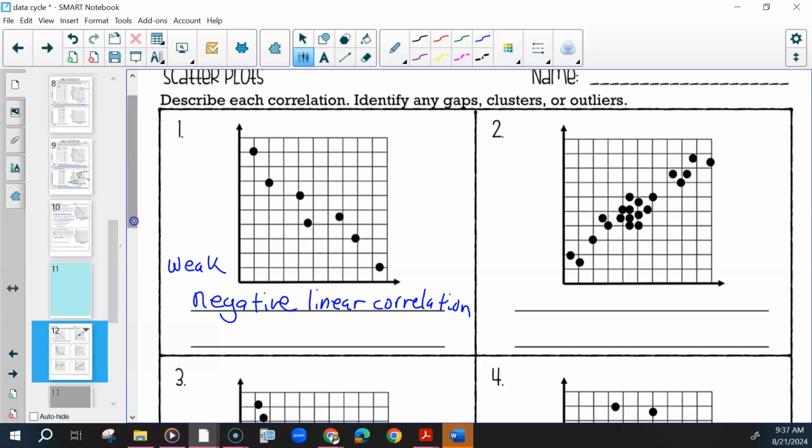What about number 2? Positive. It's strong. Is it making a line? Is it not making a line? And there's clusters. Yeah, so all of the things. So it's a strong positive linear correlation and there's a cluster.